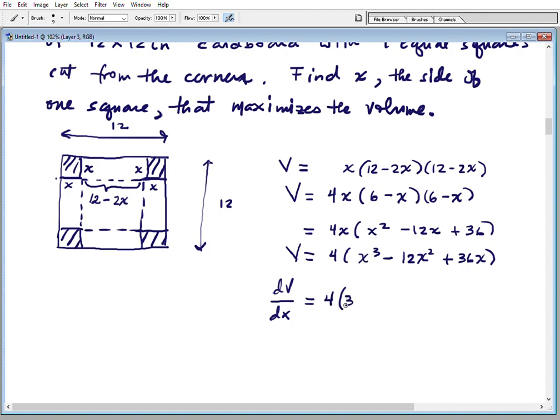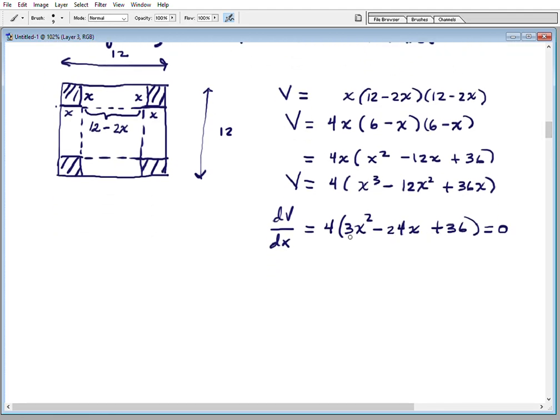3x squared minus 24x plus 36. We can factor 3 out of this. We want to factor this, maybe first factor out a 3. 3 times 4 is 12. X squared minus 8x plus 12 equals 0.